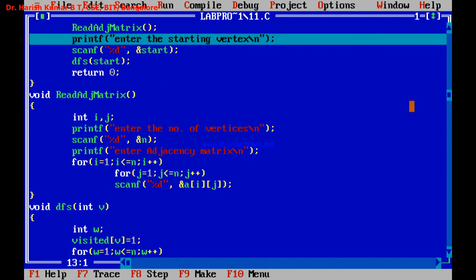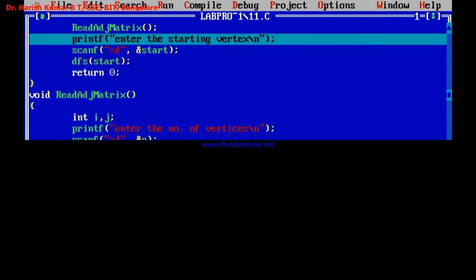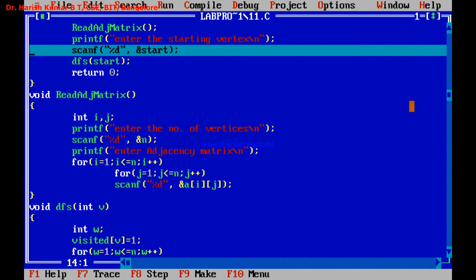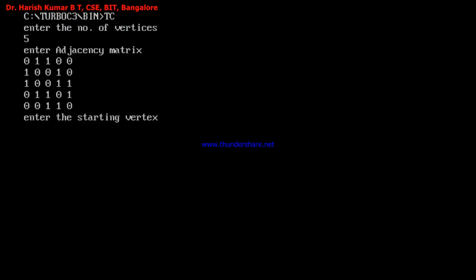We are reading the starting vertex. Okay. Now, the starting vertex is what we took yesterday: 1. So 1 is the starting vertex.